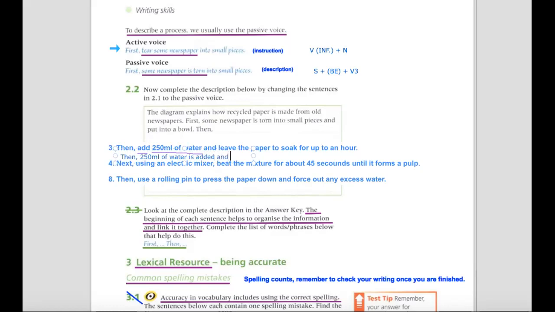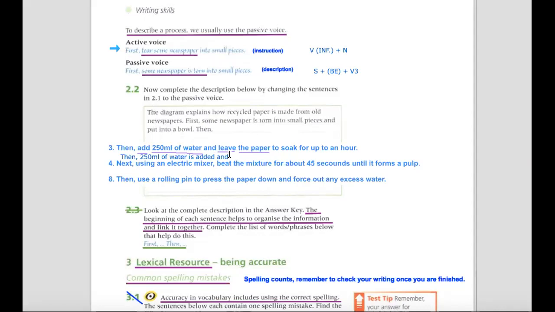Okay, so I'd like you to try and complete this sentence. So pause the video, try and complete this sentence. Remember that again, you have a subject and you have a verb. Okay, so pause the video, complete the sentence in the passive. So when you're ready, let's check together.